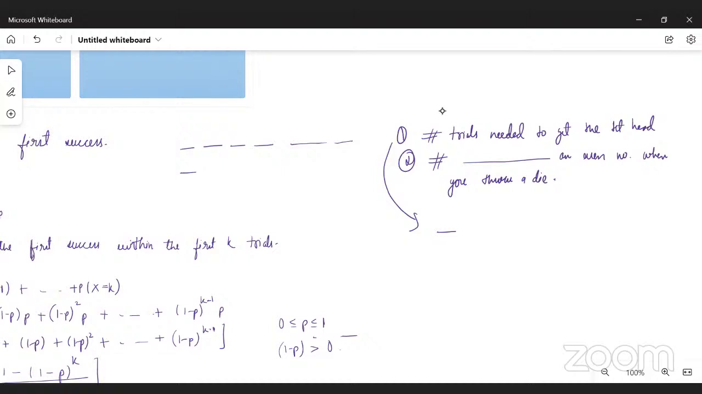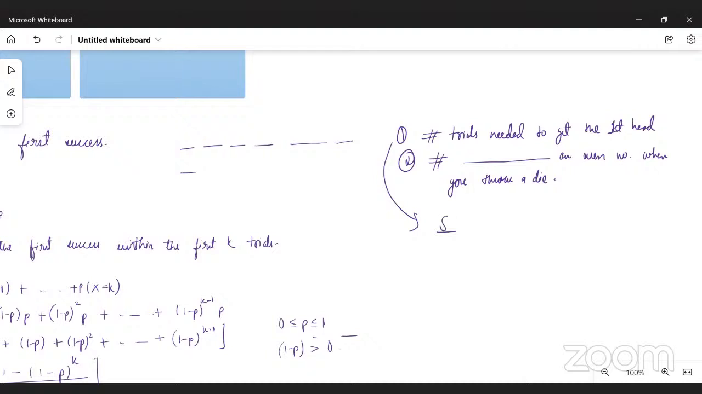So what is the geometric distribution? The geometric distribution occurs whenever you have a situation like the number of trials you need to get the first success. In such a situation, we call it a geometric distribution. For example, you have a fair coin and you're tossing the coin until you get the first head. So how will you define your success in this case?